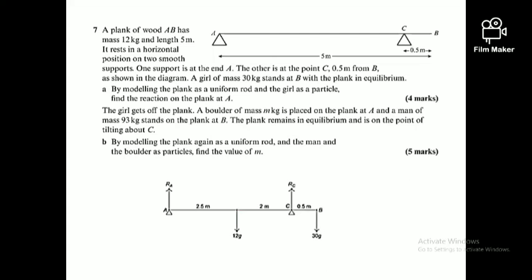Yeah. When you come up to part B, the girl gets off the plank, right? She was here. Now it's moving to a different position. A boulder of mass m kilograms is placed on plank at A. Okay, and a man of mass 96 kilograms stands at B. Now the girl is totally removed from the system. So now there's a change in the system. Therefore, the reactions are not as previous. That is the first fact we can understand. Modeling the plank as a uniform rod and the man and the boulder as particles, find the value for m, right?